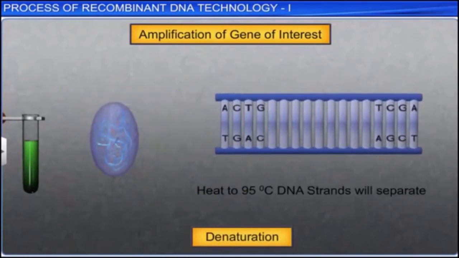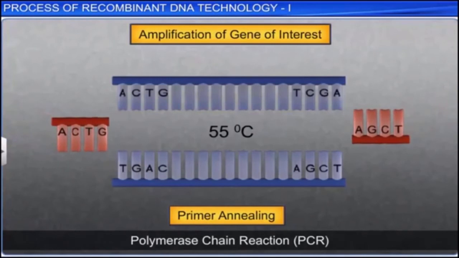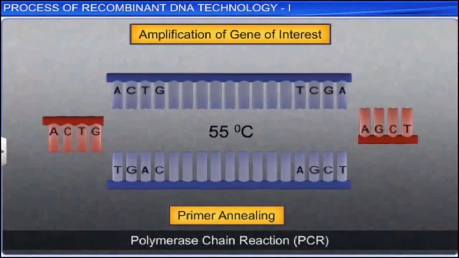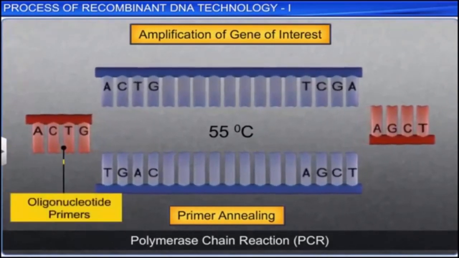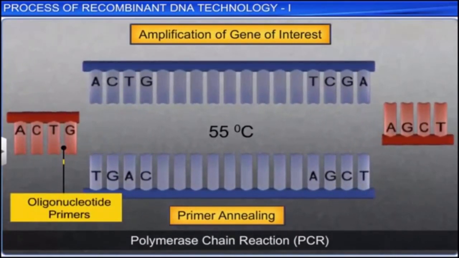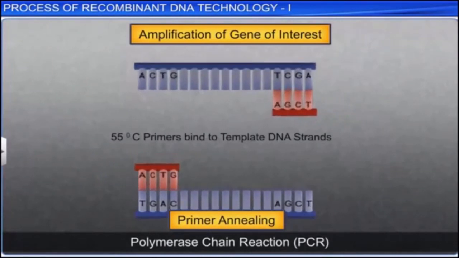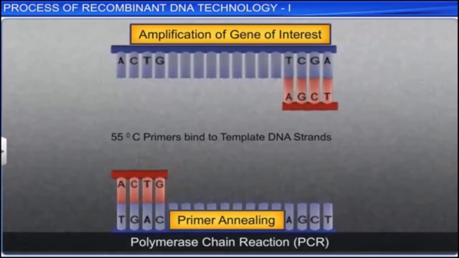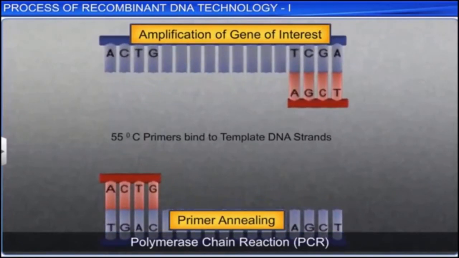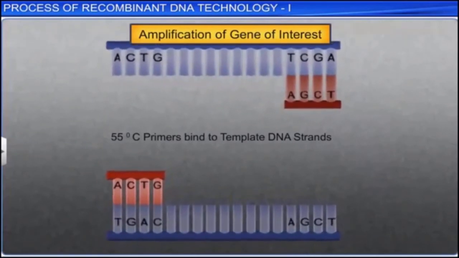This leads to the separation of 2 single strands. In the second step, the solution is cooled to around 55 degrees centigrade in the presence of oligonucleotide primers that are complementary to DNA regions. Now, 2 oligonucleotide primers anneal or hybridize to each single-stranded template DNA. Annealing sequences are located at the 3 prime ends of the 2 strands of the desired segment.